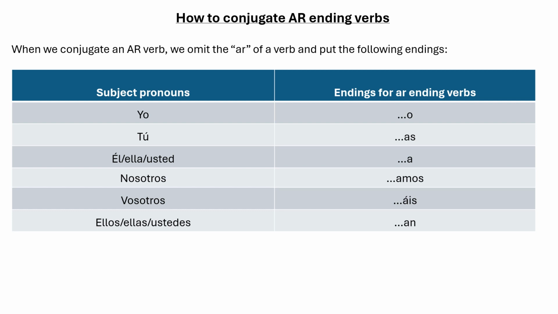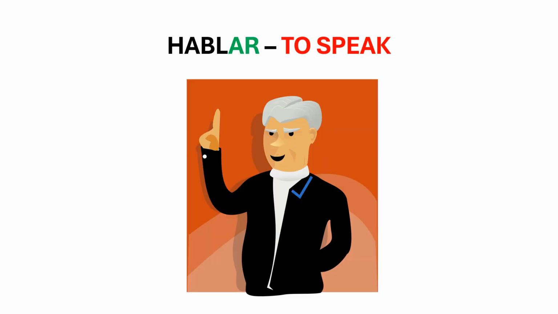Basically, what happens is if we have a verb, for example, let's say we have the verb hablar, all we do is omit the AR of that hablar and then write the conjugation. Here you can easily see hablar means to speak. Hablar is an AR verb. I have put it in green font so you can see it clearly. Because hablar has an AR ending, it will follow the AR endings we just learned earlier.